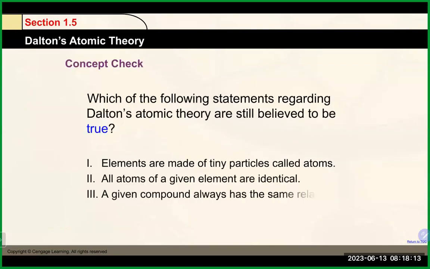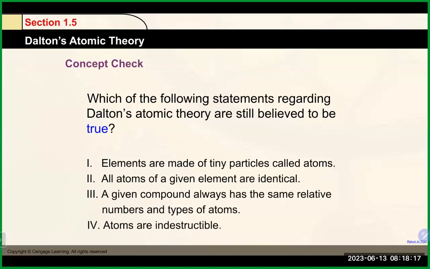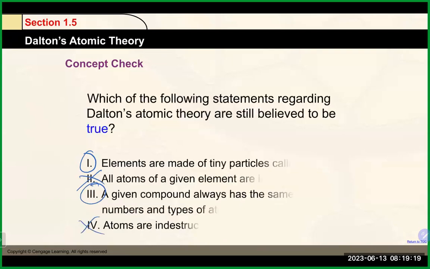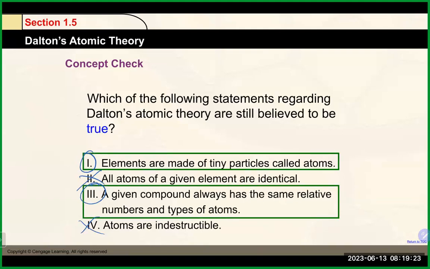All right, so why don't you take a second here to decide which of the following statements regarding Dalton's atomic theory are still believed to be true. Okay, so let's go through it. We're looking for which ones are true. Elements are made up of tiny particles called atoms. That looks good, so that is true. All atoms of a given element are identical to each other. That would be incorrect. The existence of isotopes disproves that. A given compound always contains the same relative numbers and types of atoms. That is correct. And atoms are indestructible is incorrect. So it looks like 1 and 3 are our winners in terms of which ones are correct. So you do need to know the parts of Dalton's atomic theory that are correct and incorrect.